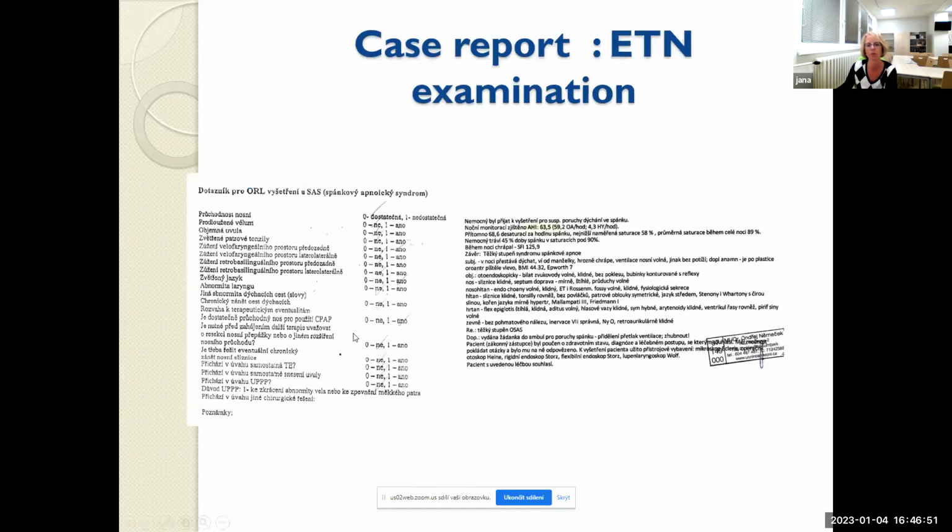Just one case, how we do it. This is his ear, nose, throat evaluation, then some medical history. His apnoea-hypopnea index is 63.5.